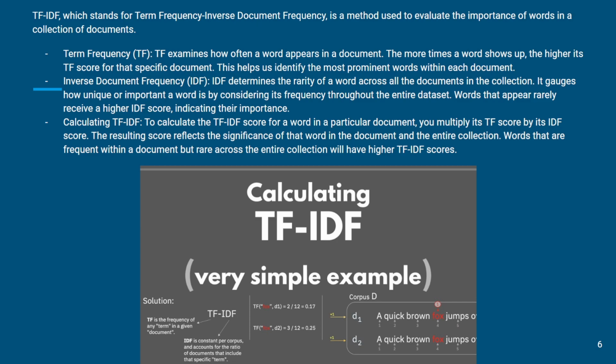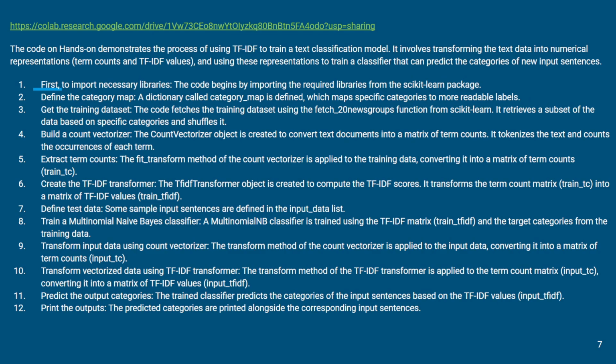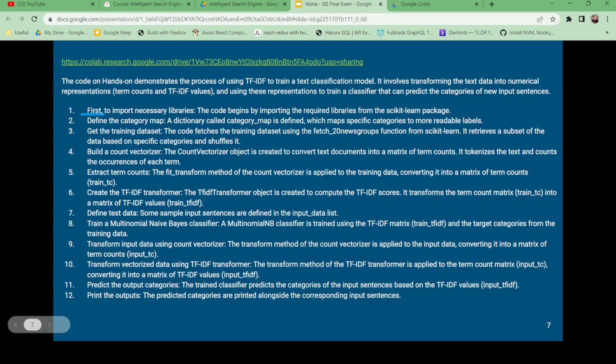To calculate the TF-IDF score for a word in a particular document, you multiply the TF score by its IDF, and the resulting score reflects the significance of the word in the document and the entire collection. And the code in the hands-on demonstrates the process of using TF-IDF to train a text classification model. It involves transforming the text data into numerical representation, and this is the code in Google Colab.